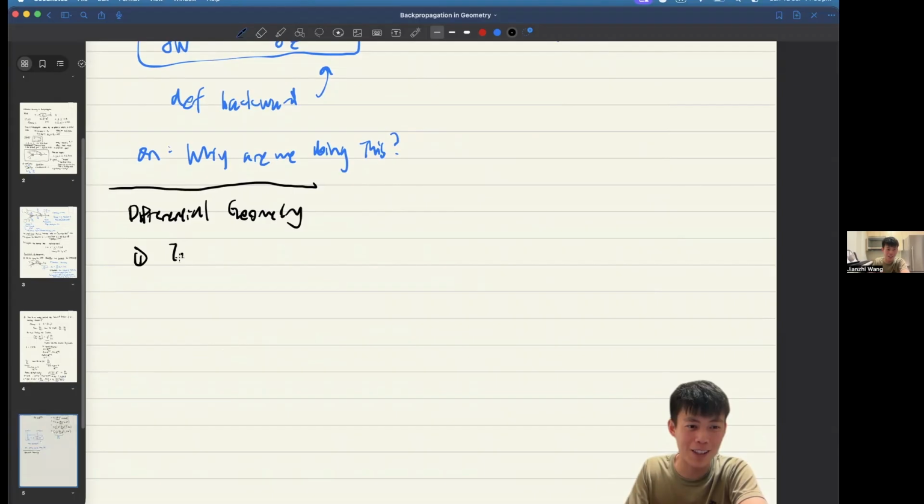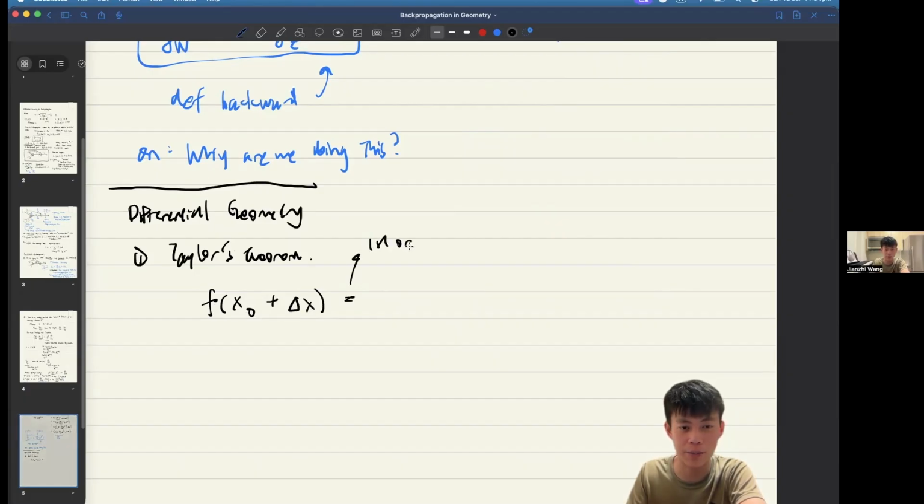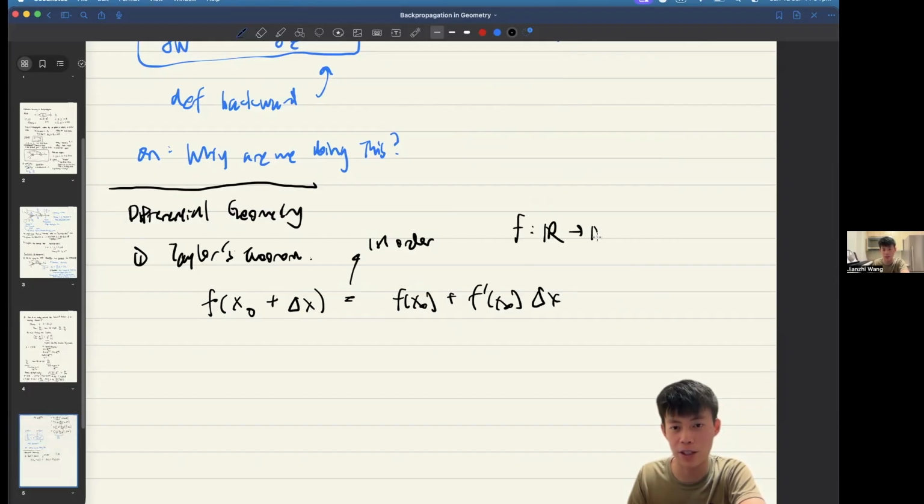Firstly, I want to talk a bit about Taylor's theorem. We are very familiar with the one-dimensional case, which says, given a function f, let's suppose we perturb the input by a bit, let's say delta x. This will give us, to the first order, f(x0) plus f prime(x0) times delta x, right? We assume f is just a simple univariate function, R to R. This is just a times.